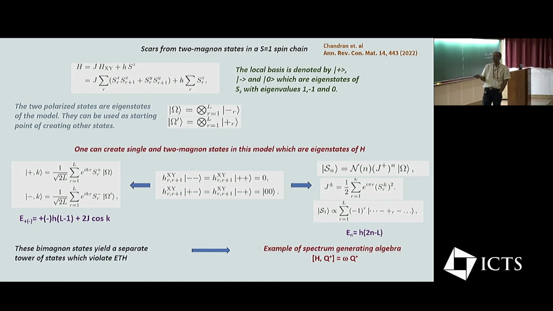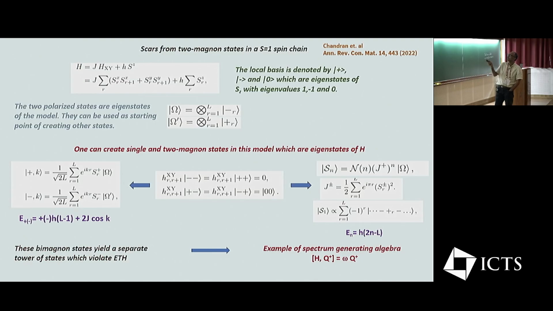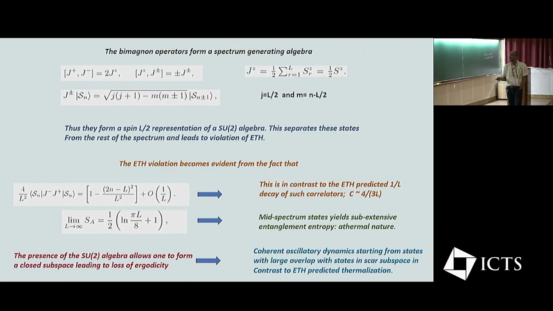These bimagnon states are a separate tower of states, and the reason it violates ETH can be understood in the following manner. Suppose you take these states and these operators, you'll find that they form an SU2 algebra, that is, they form a spin L by 2 representation of an SU2 algebra. And therefore there is an emergent SU2 symmetry out here, and this symmetry essentially does not allow the states to hybridize with other thermal states in the system. And this leads to completely different values of correlators and entanglement, and more is given in this review article by Anusha and Vedika and others. So essentially, once you are inside this subspace, there is coherent oscillatory dynamics and not the standard ETH-based thermalization that you see.